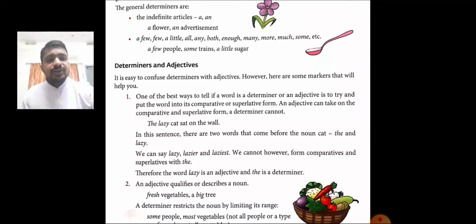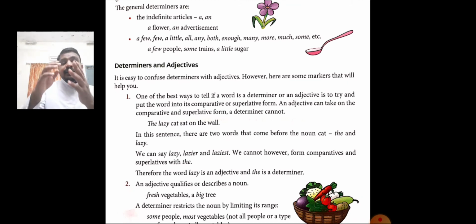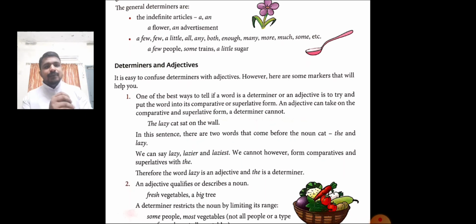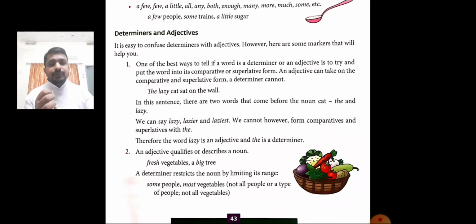Now the second rule. An adjective qualifies or describes a noun. For example, fresh vegetable, a big tree. That is telling more about the noun, or some qualifying things have been given. But a determiner restricts the noun by limiting its range. For example, some vegetables, most vegetables, some people. If we say we have some fresh vegetables, there all the vegetables are fresh, but if we say we have most vegetables as fresh, we are referring to only a few things. So just look at how the word is being used, whether to qualify or to restrict something.